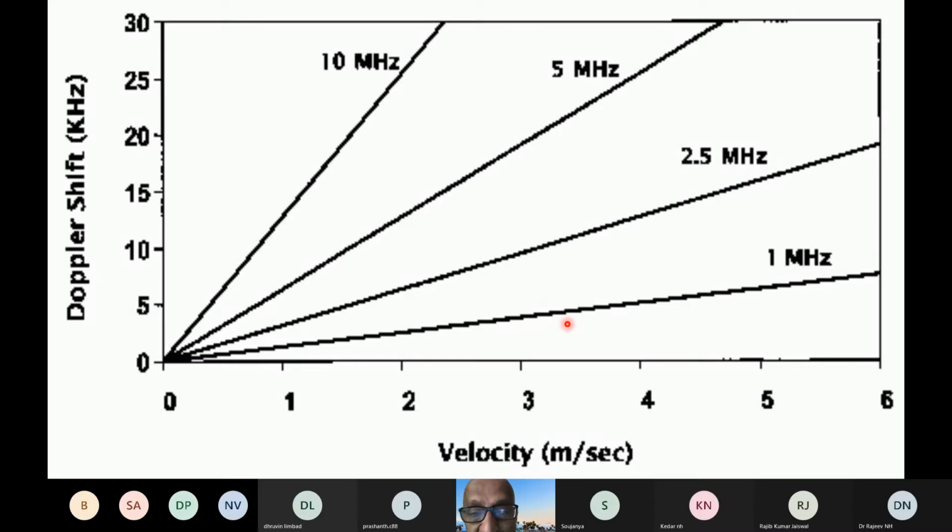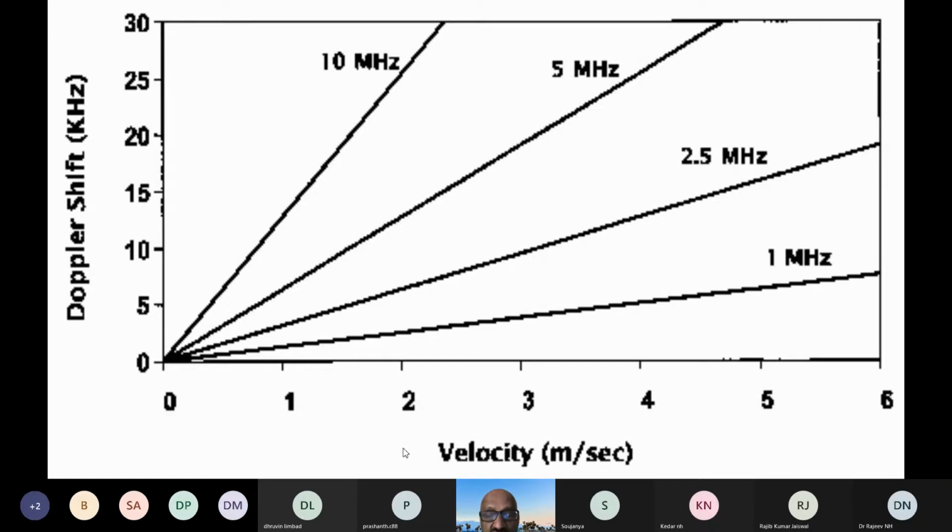The second paradox is the frequency. For us to get the best image, we need a high frequency transducer. That is applicable for two-dimensional echocardiography, but for us to get the best Doppler velocity profiling, we need a low frequency transducer. That's what is being shown here.